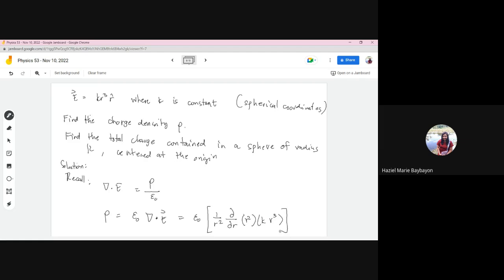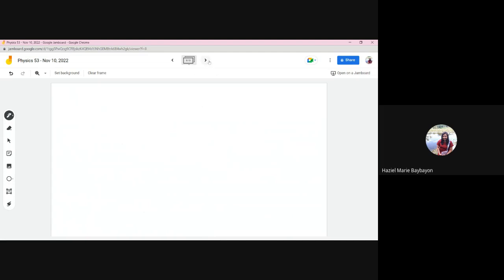Okay? So first, the divergence of the electric field. Since it's only a radial component, only one component appears here. So you have 1 over r squared, partial derivative with respect to r of r squared times k r cubed. All right. So how do we derive this one?